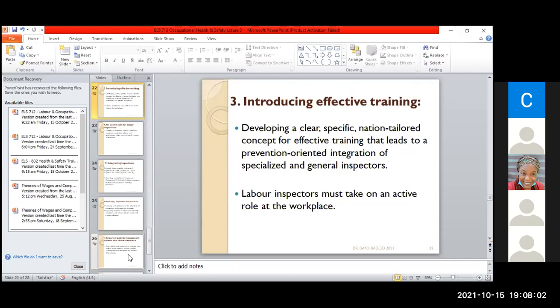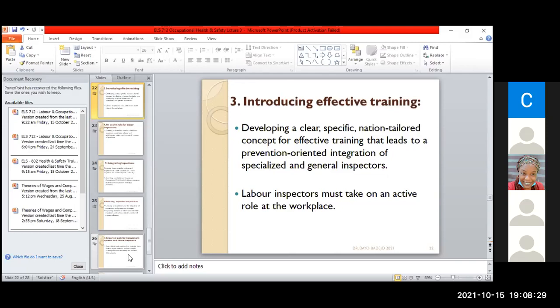Number 3, there should be introduction of effective training. Most of those people, like I said, a lot of the new normal has exposed so many things. They should be exposed to effective training that will make them carry out their duty. The occupational safety experts, even the so-called health and safety committees, must be exposed to training that makes them do the job properly.